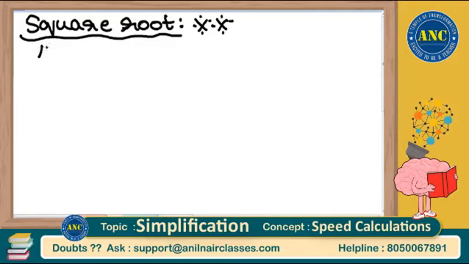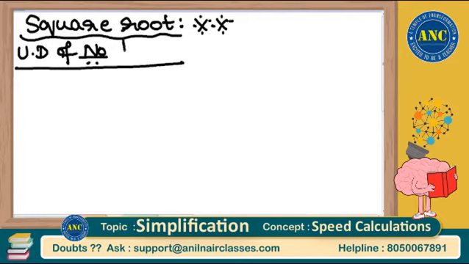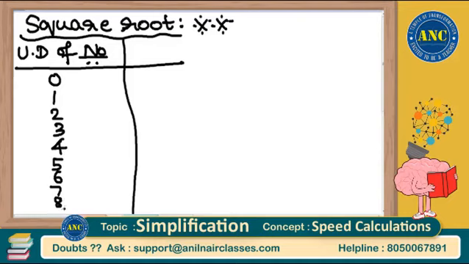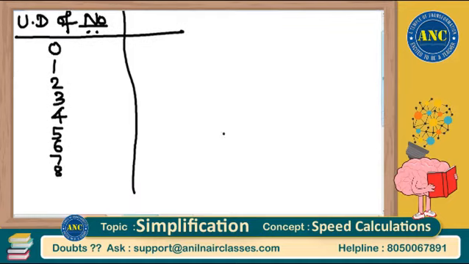you take any number of your choice, right? Any number, the unit digit of a number will range from 0 to 9, right? 0 1 2 3 4 5 6 7 8 9. The unit digit of any number will range from 0 to 9. Now I will square all these things.